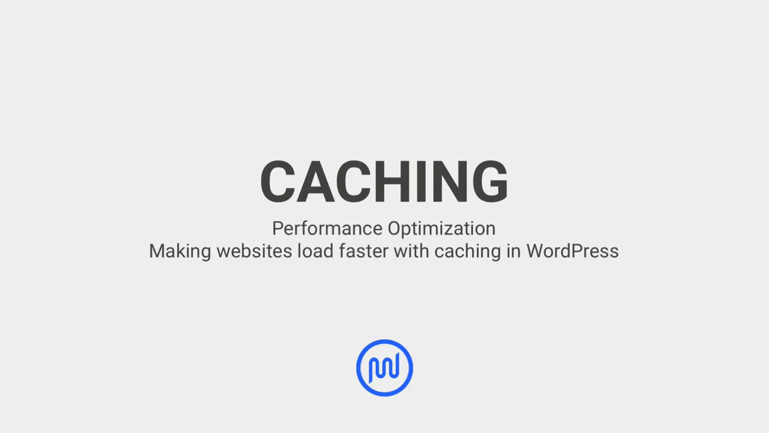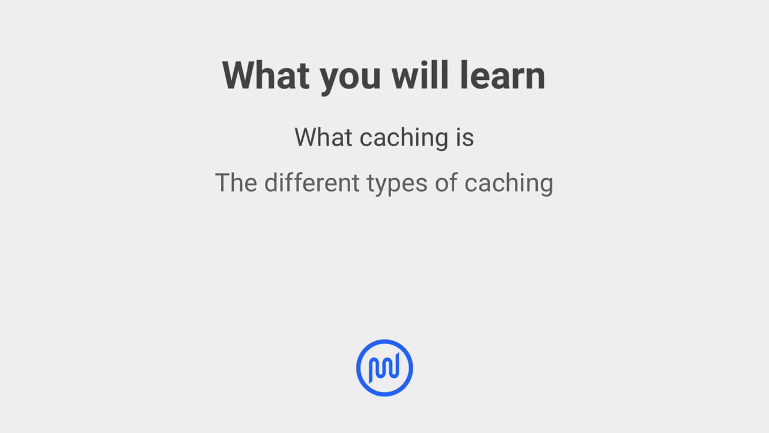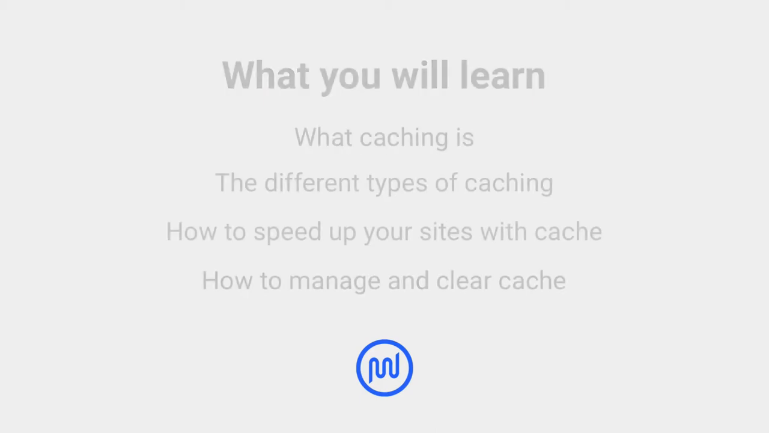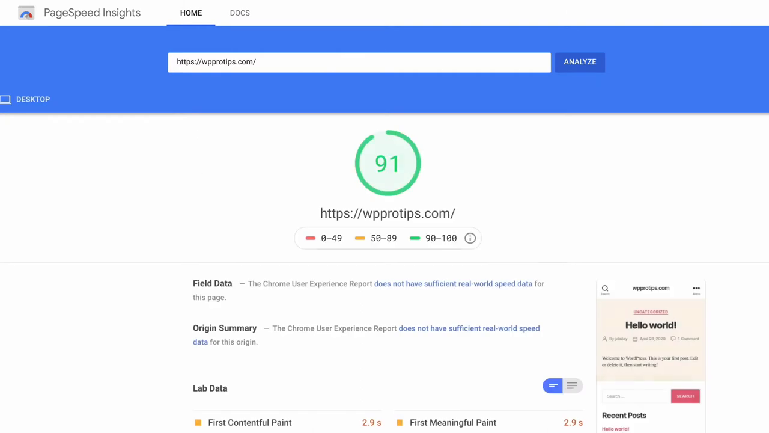Caching in its simplest form creates copies of your website files and stores them in a temporary location so your website can be accessed more quickly by visitors. In this guide, you'll learn what caching is, different types of caching, how to activate and use cache to speed up your website, and how to manage and clear your cached files. In most cases, caching is the single most effective and instantly rewarding way to improve site performance.